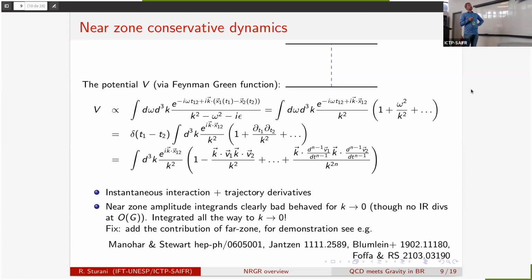And now we do one crucial simplification. This is the Green function, 1 over k squared minus omega squared, just the inverse of the box. The box in Fourier space is k squared minus omega squared. The Green function is the inverse of it, modulo this i epsilon, which doesn't matter. And then we say, look, omega is much smaller than k, and so we expand it. Omega is the time component of the momentum which is exchanged. And this is the approximation that defines the near zone.